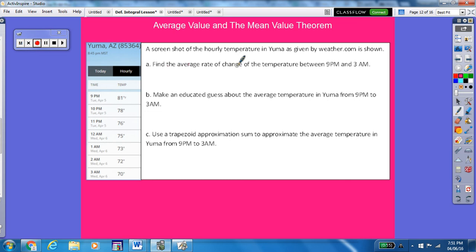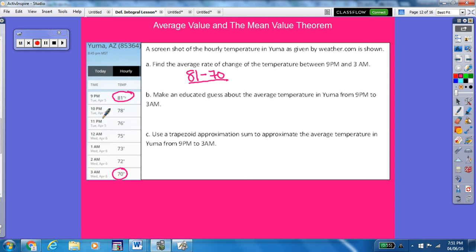And so it says find the average rate of change of the temperature between 9 p.m. and 3 a.m. Well, at 9 p.m. it was 81 degrees, so I'm going to go ahead and take that, subtract the temperature at 3 a.m. At 3 a.m. it was 70 degrees. It's going to be 11, sorry. You didn't hear that. And then I want to make sure you understand, we're not going to do 3 minus 9 because we're going to get a negative answer.